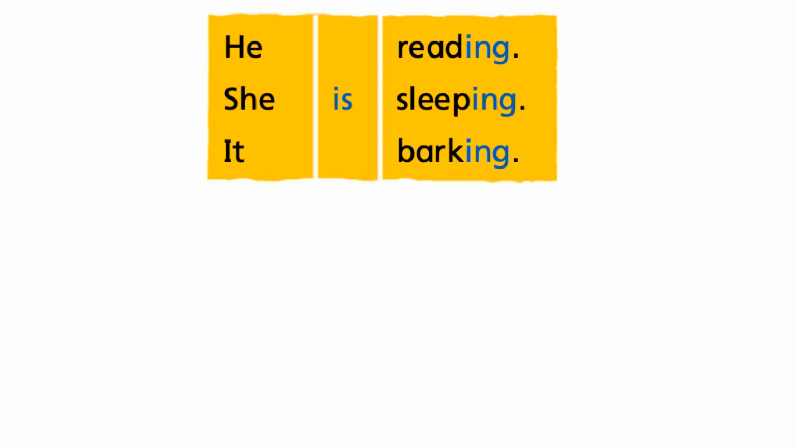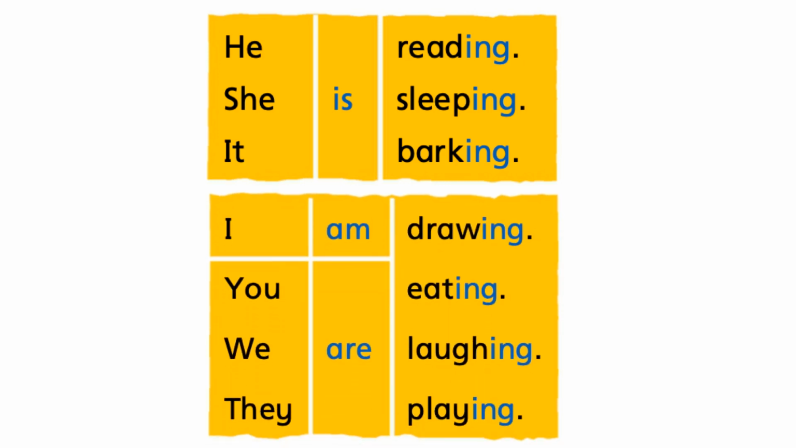Look at the grammar table. He is reading. She is sleeping. It is barking. We use is with he, she, and it. We use am with I, and we use are with you, we, and they. The idea is the same with the simple present tense.